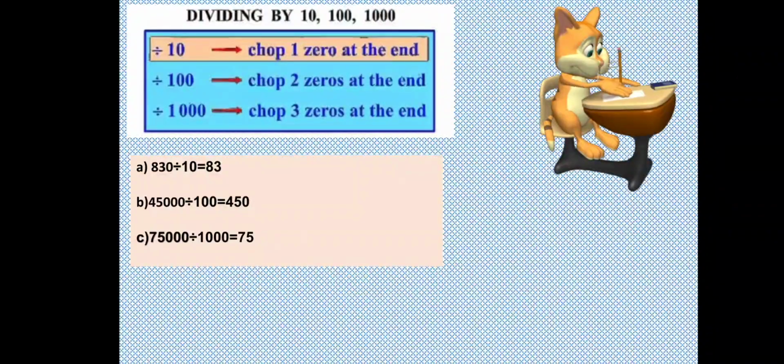Similarly, when we divide a number ending in zeros by 1000, this time we remove 3 zeros from the dividend. For example, 75,000 divided by 1,000 is equal to 75.